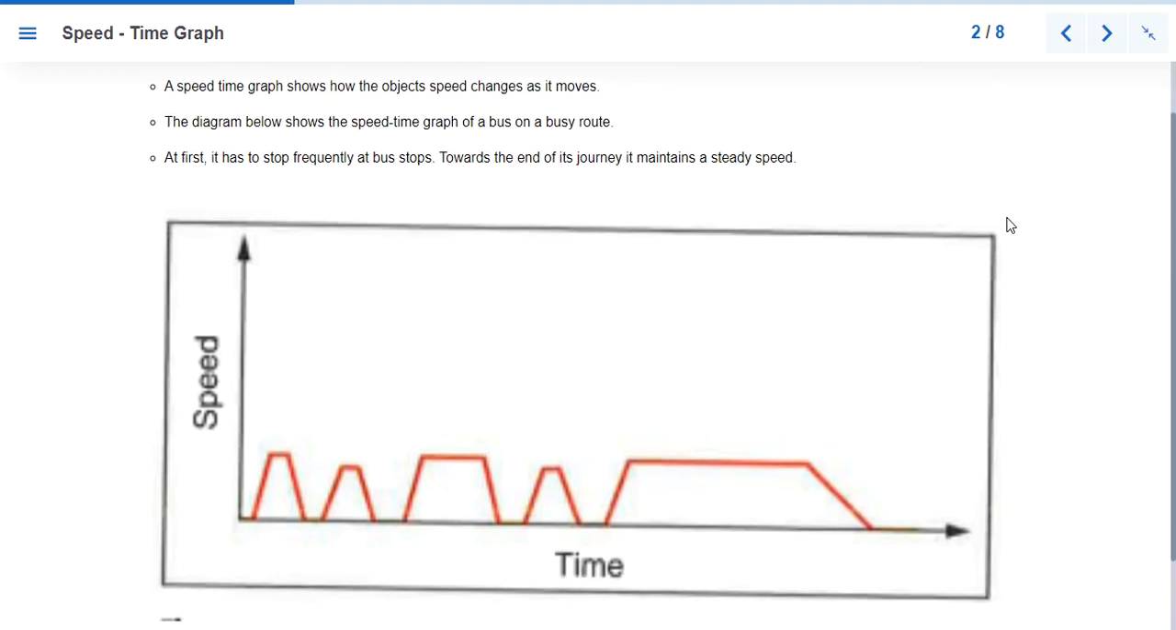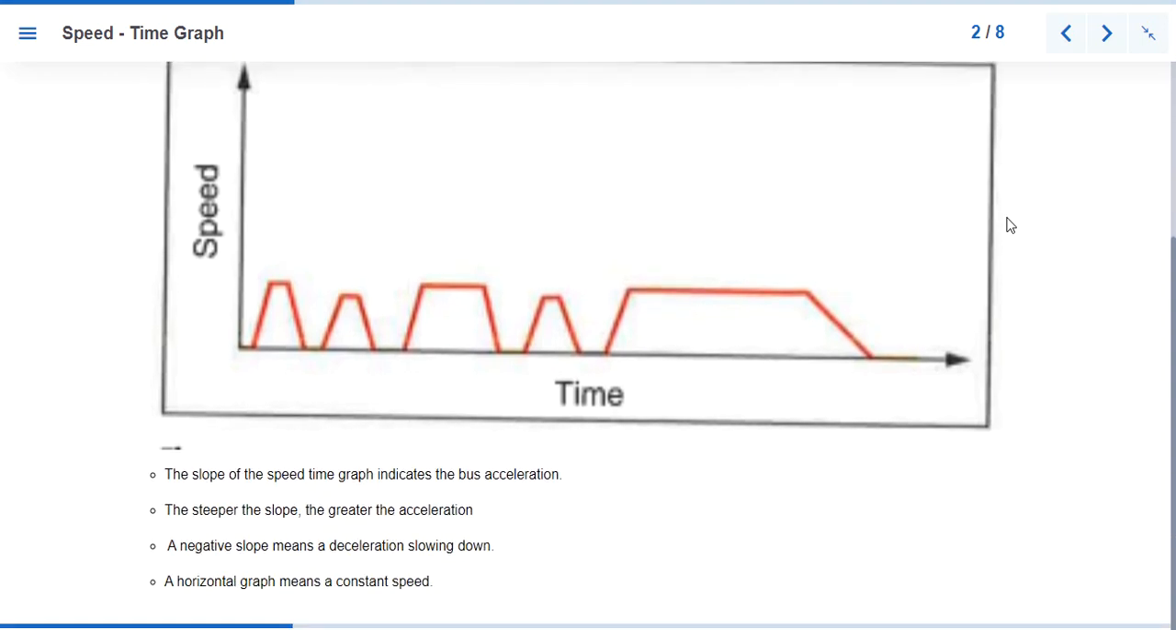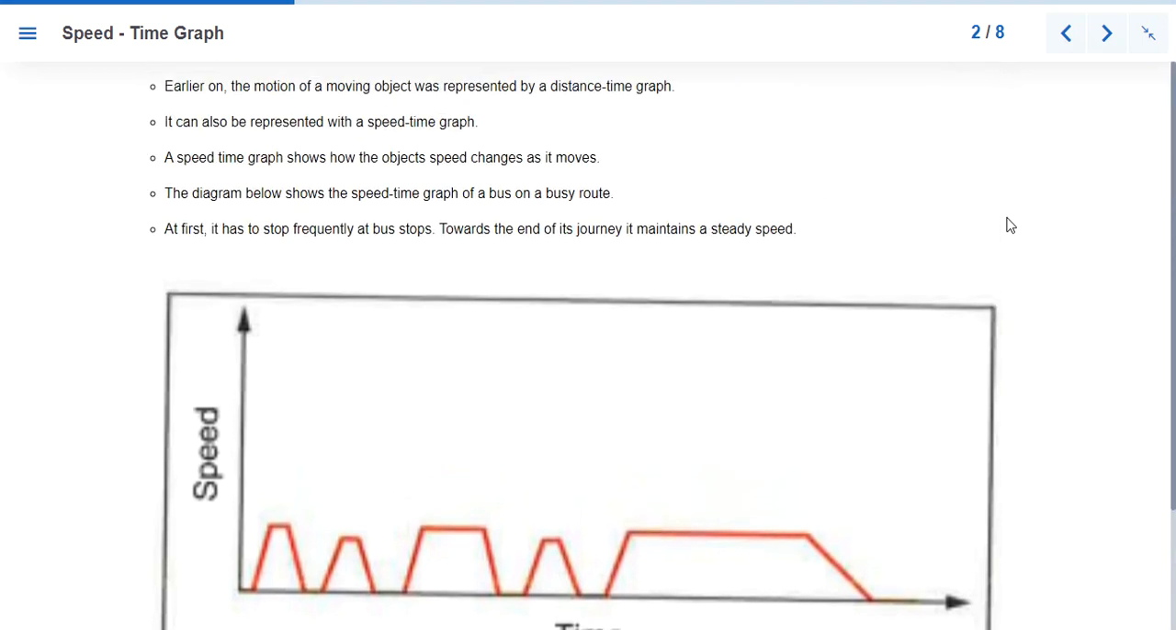At first, it has to stop frequently at bus stops. Towards the end of its journey, it maintains a steady speed, that is a constant speed. The slope of the speed time graph indicates the bus acceleration. The steeper the slope, as you can see, the greater the acceleration. A negative slope means a deceleration, slowing down. A horizontal graph means a constant speed.